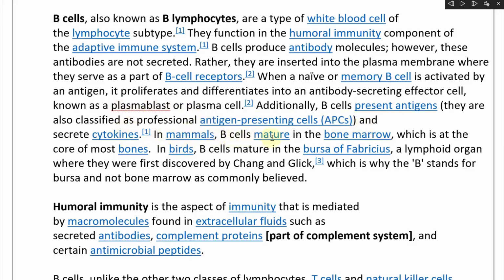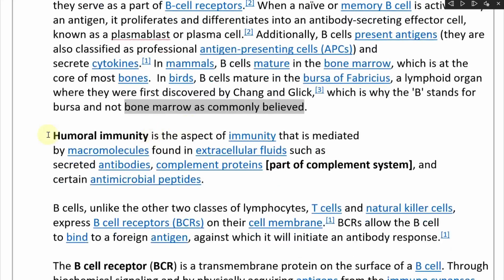In mammals, B cells mature in the bone marrow, which is at the core of most bones. In birds, B cells mature in the Bursa of Fabricius. See the pronunciation of this whole thing. Bursa of Fabricius, a lymphoid organ where they were first discovered by Chang and Glick, which is why the B stands for Bursa, not bone marrow, as commonly believed. Well, I should change it by now.